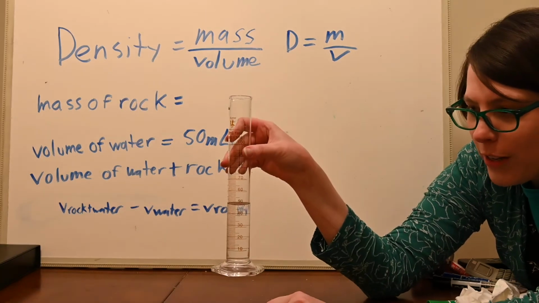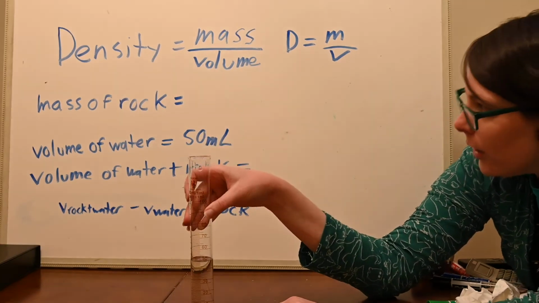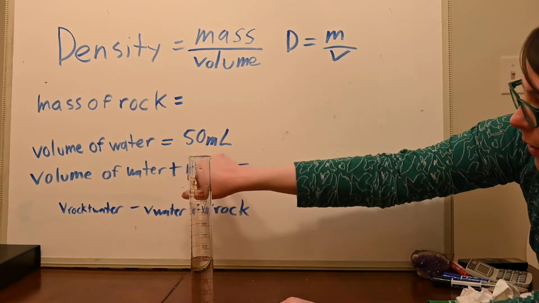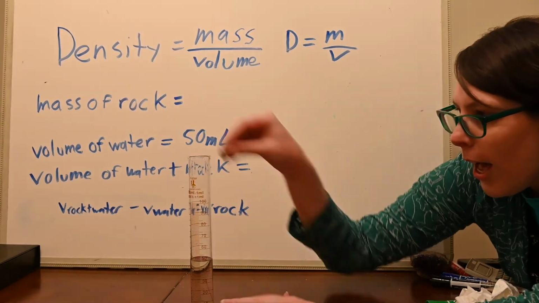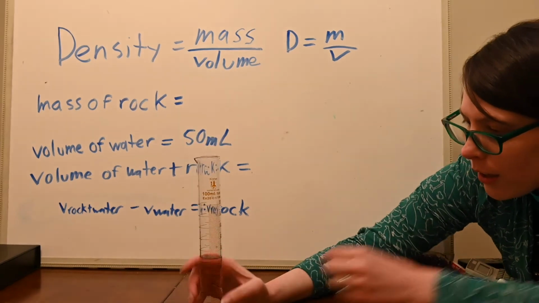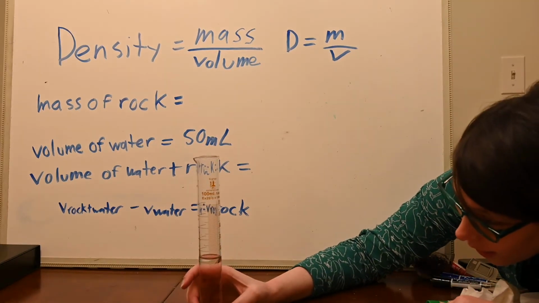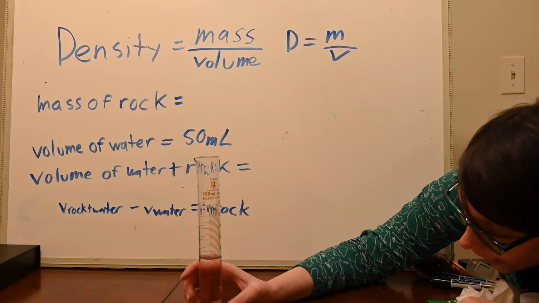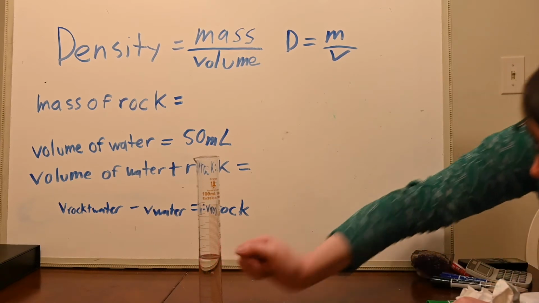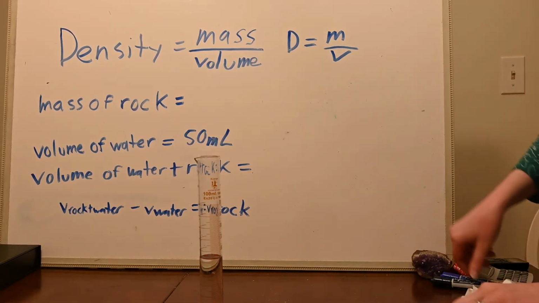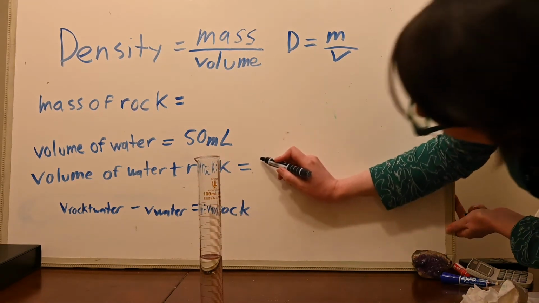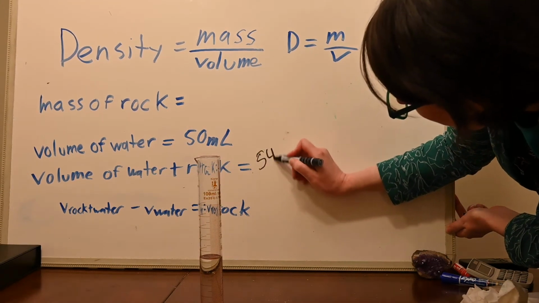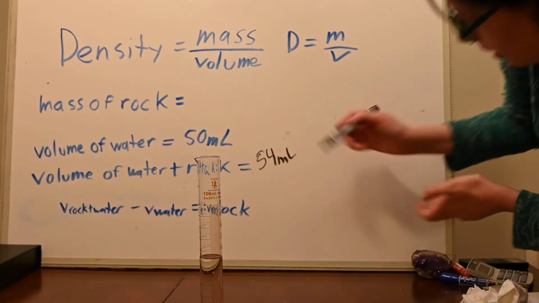So I already measured out this graduated cylinder to 50 milliliters. So the volume of water in this graduated cylinder is 50 milliliters. I'm going to put my rock in. And now it looks like it is 54 milliliters. So the volume of the water and the rock together is 54 milliliters.